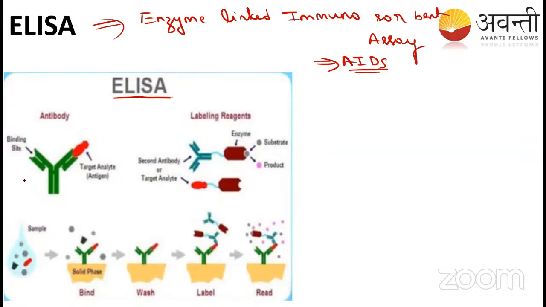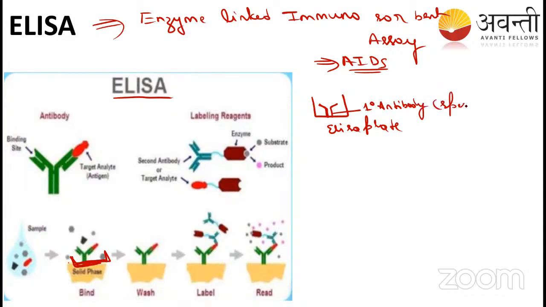Students, see here, this is one plate. For this plate, the antibodies are already attached. Already antibody is there. This we call the ELISA plate. This is the primary antibody. This will be specific to the antigen.